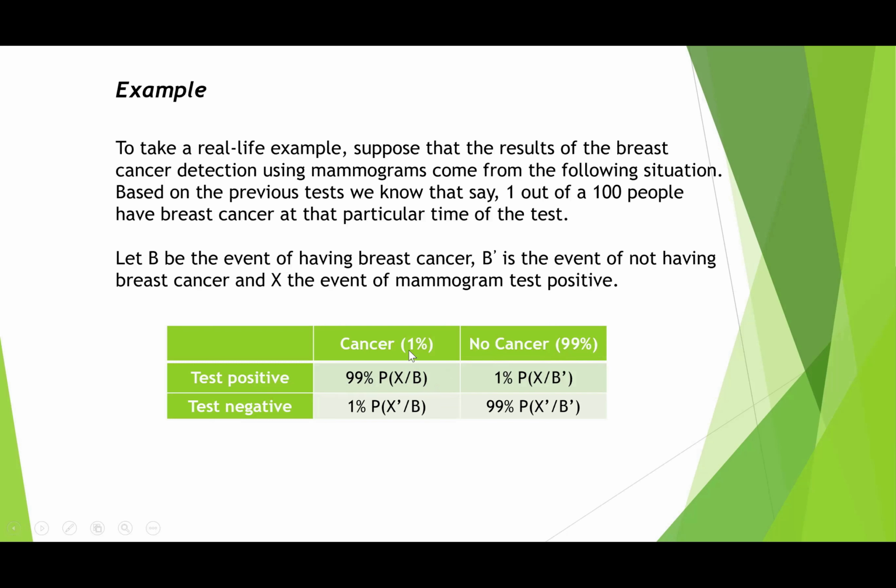Now, if a patient has cancer, the probability of the test being positive is, say, 99%. And in the same case, the test being negative is 1%. If a patient does not have cancer, the test being positive is, say, 1%, and the test turning negative is 99%. So the corresponding components are indicated in the table: P(X given B), P(X' given B), and so on.